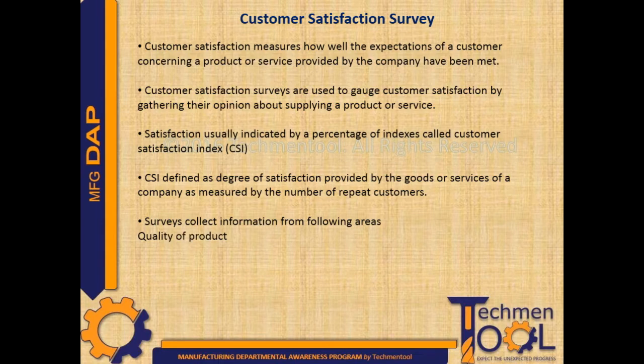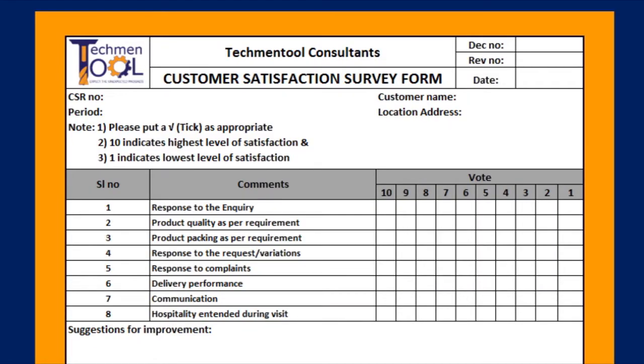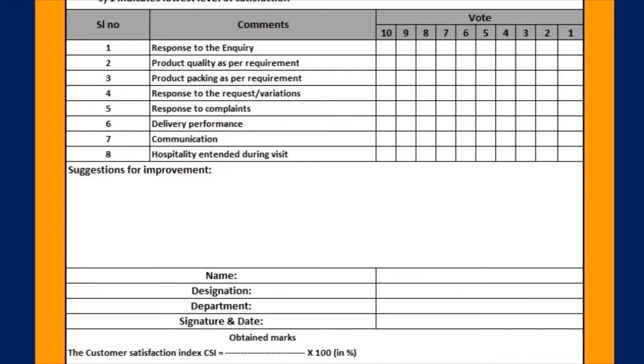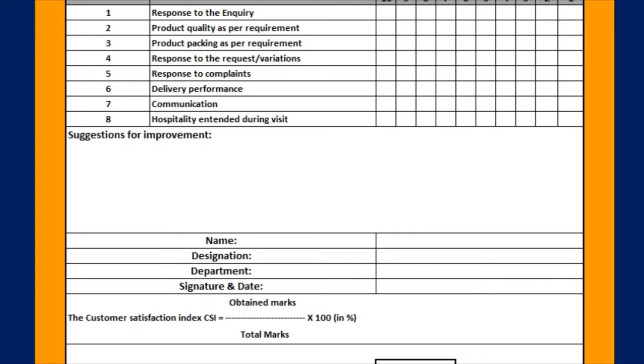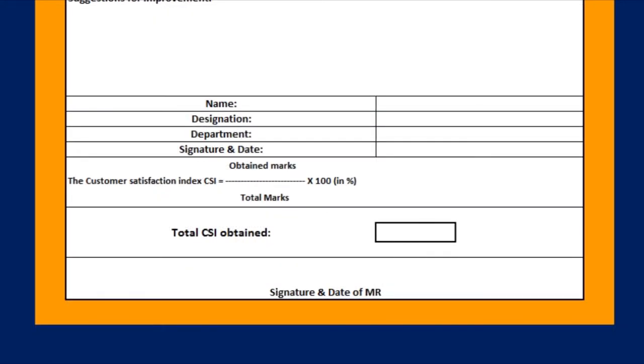Surveys collect information from the following areas: quality of the product, response to the inquiry, delivery performance, response to problems, and service personnel issues. The customer satisfaction survey form consists of information about survey period, location details, customer details, survey points and their voting criteria, calculation of obtained votes, and finally the total satisfaction index received, etc.